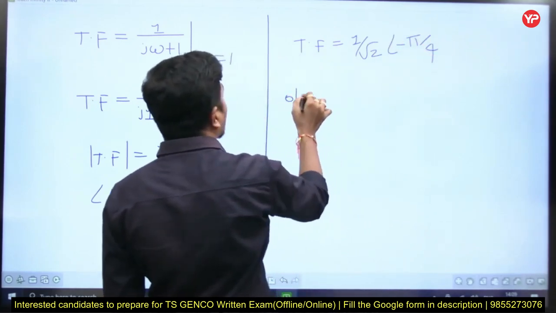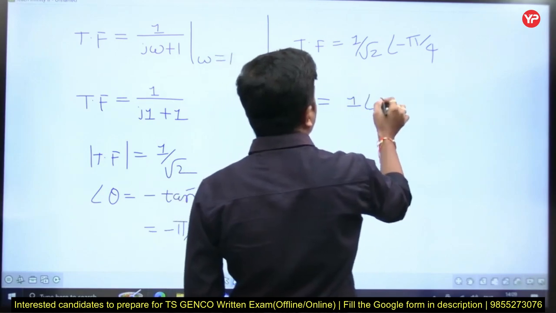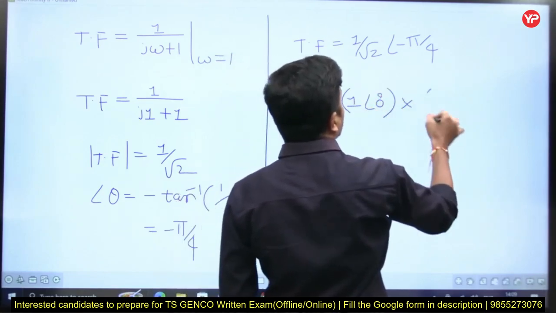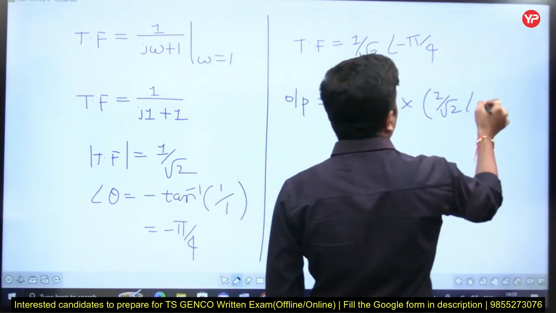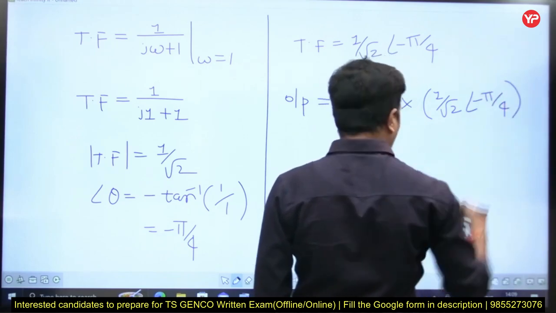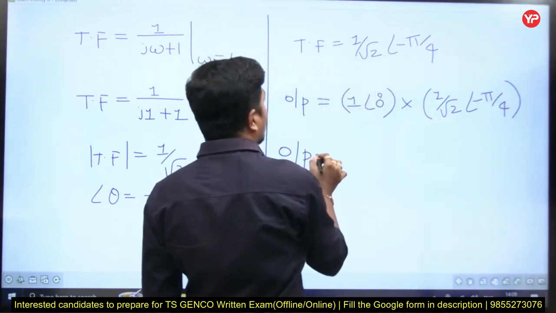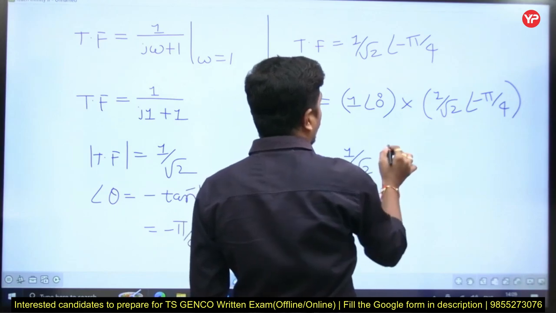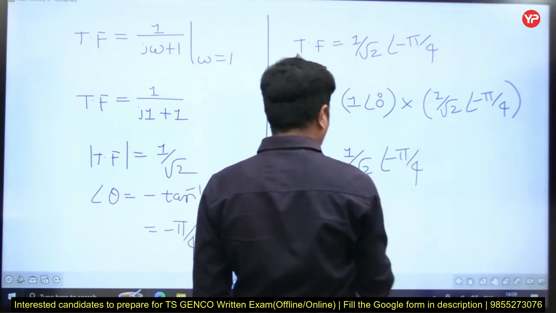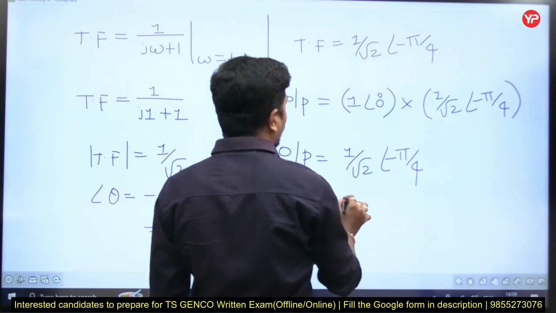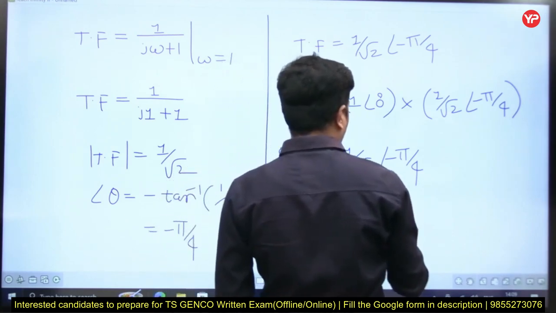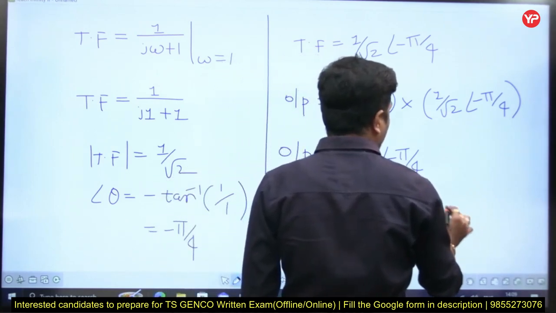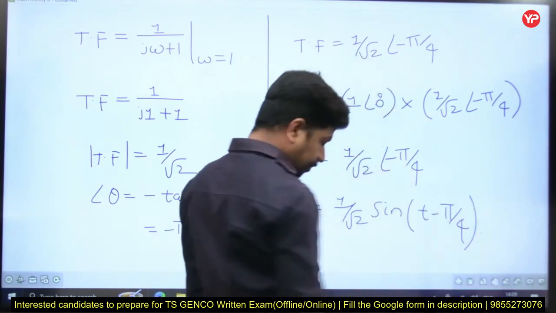Now output is equal to input, which is 1 at an angle 0, into the transfer function, that is 1 by root 2 at an angle of minus pi by 4. Therefore output is equal to 1 by root 2 at an angle of minus pi by 4. So if you write it in the form of sine, output is equal to 1 by root 2 sine of t minus pi by 4, right?